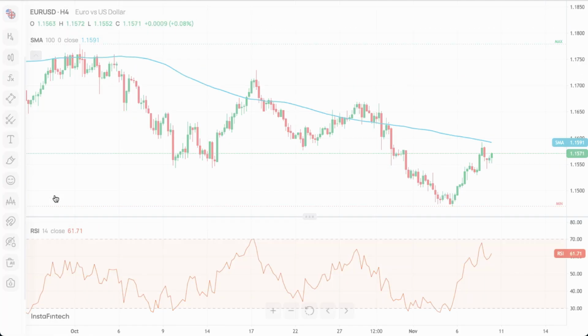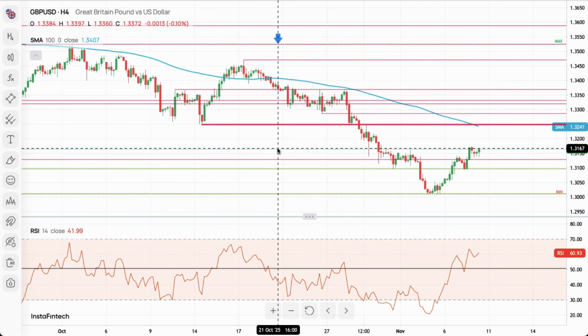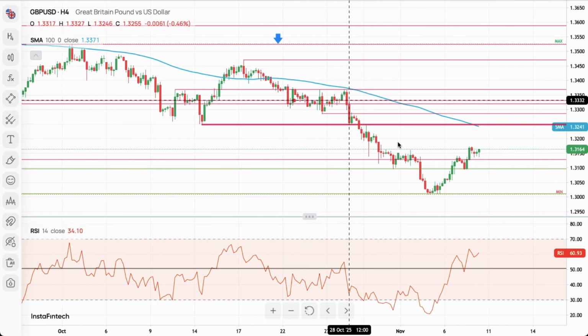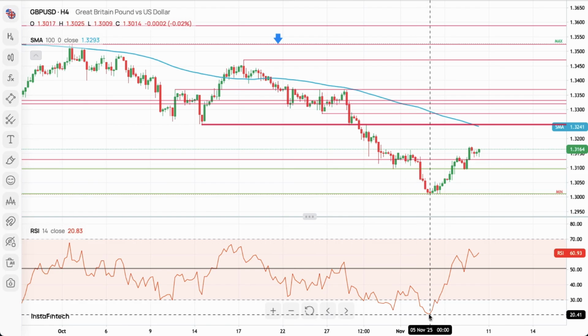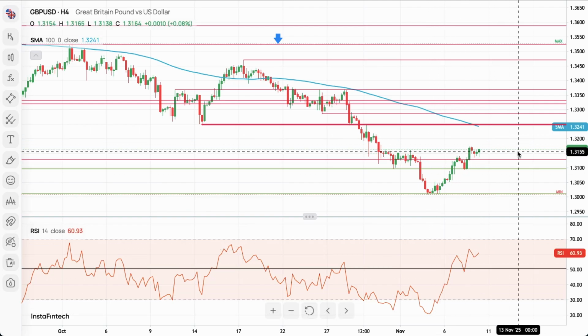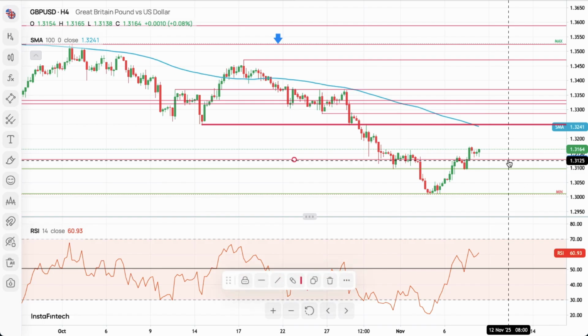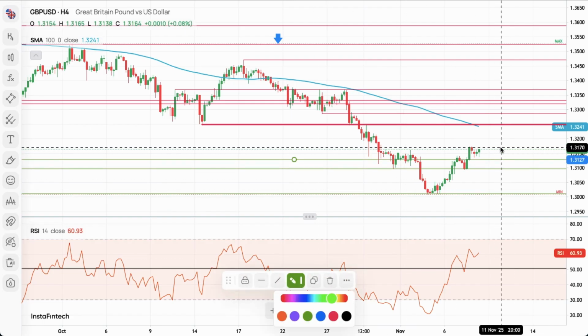Let's take a look at the pound. The same situation is being observed on the pound, but this deterioration lower towards the level of 1.3 is stronger. Extremely oversold conditions, very strong bounce higher in momentum. In terms of the price, the bounce is visible as well. We just recently hit 1.3170, so 170 pips higher.